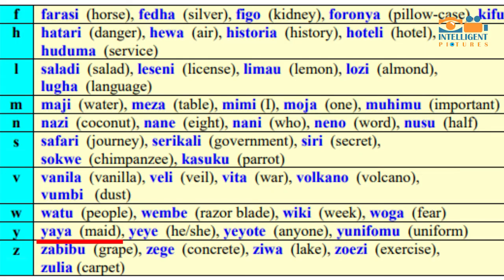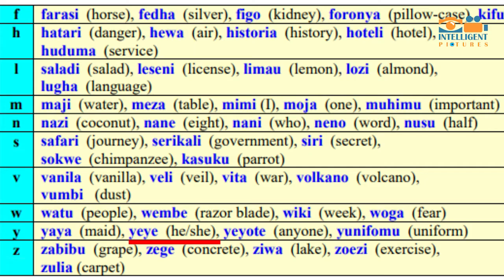Sound Y, the words that start with sound Y, just a few: yaya, okay? Yaya means maid. And we also have another word, yeye, okay? So yeye means she or he. In Swahili, you must have noticed now, as I say yeye, he or she, it covers both. It's not like in English where you say he, meaning a man. In Swahili we say yeye, meaning both her and him, okay?